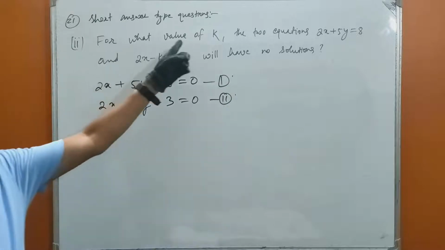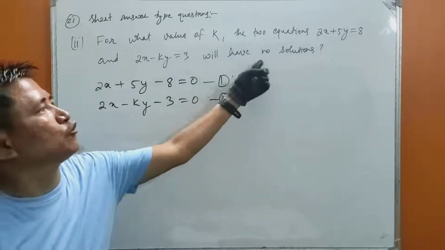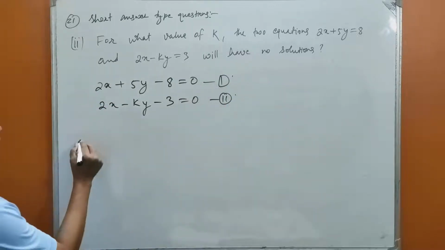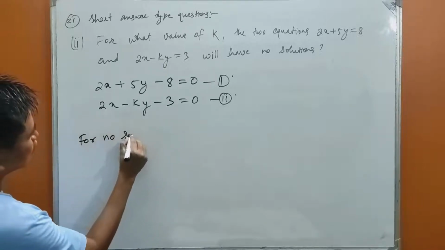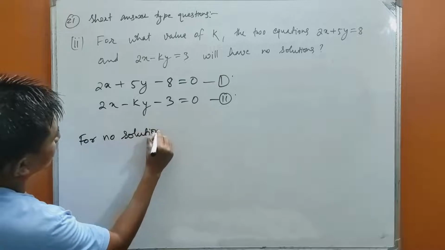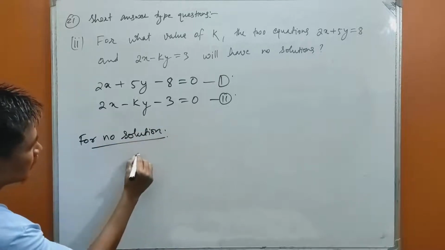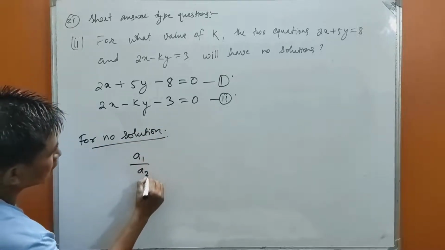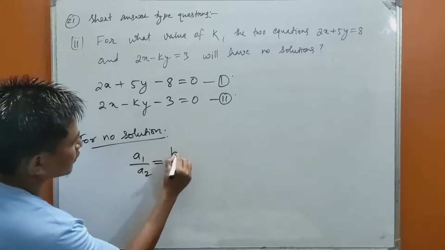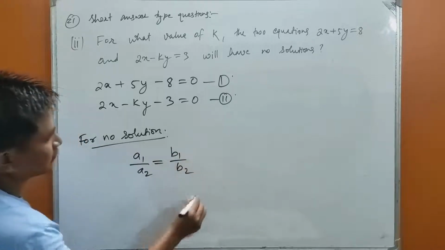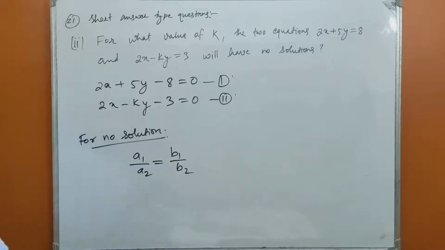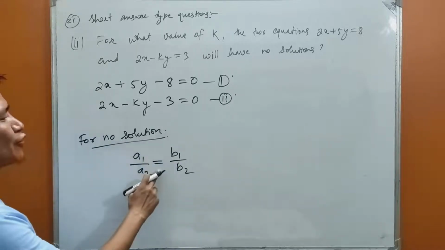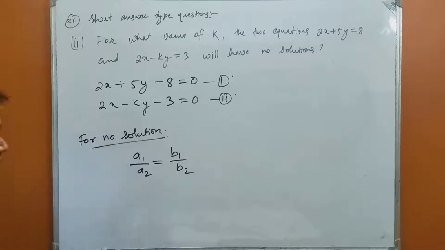So for what value of k will the two equations have no solutions? For no solution, the condition was a1 by a2 equal to b1 by b2, isn't it? And not equal to c1 by c2. That is not required. Okay, a1 by a2 equal to b1 by b2 means no solution.